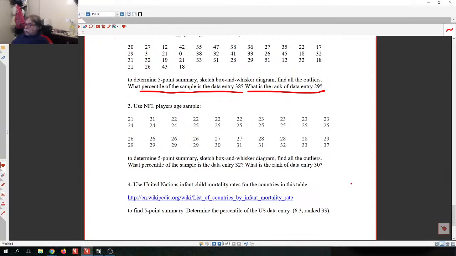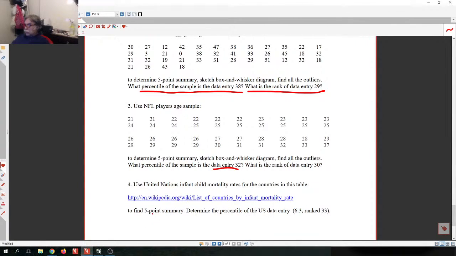Okay, and then another question here is the data entry 32. This guy here. What's the percentile of this guy? How many are younger than he is, right? That will be the percentile. What is the rank of the data entry 30? So that's this guy here. What's the rank? So now again, if you don't have a preference, you can go in ascending order for the rank. So that would be default. And I also have something else here.